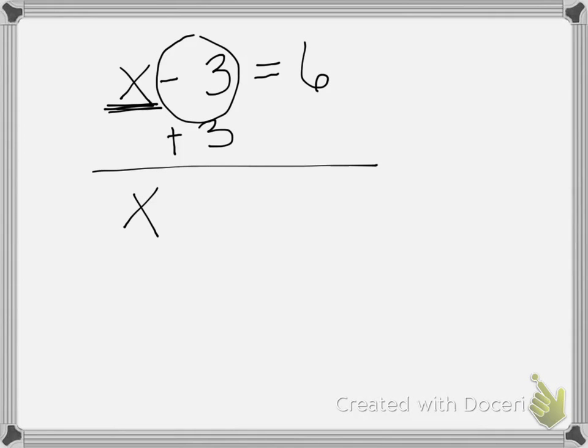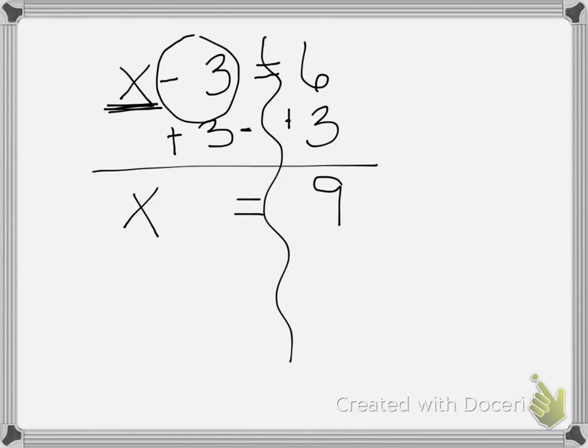Well, we have to remember, whatever we do to one side of the equal sign, I have to also do to the other. So since I added 3 over here, I must also add 3 on this side. 6 plus 3 is 9. So x equals 9. And we can plug it back in and check. Is 9 take away 3 actually 6? 9 minus 3 is 6, so it works. So x is equal to 9.